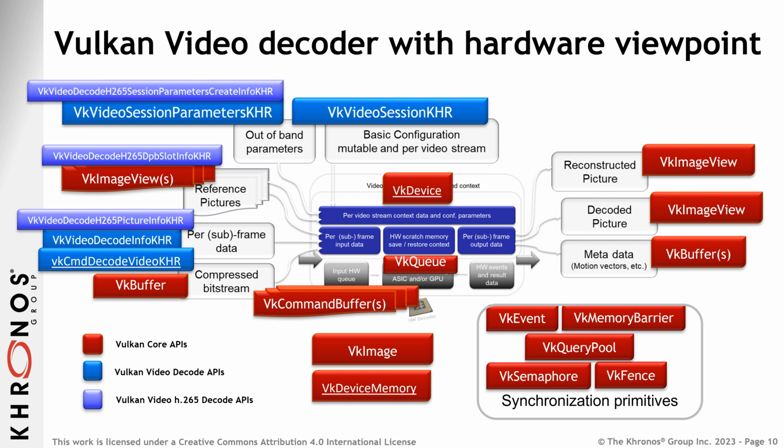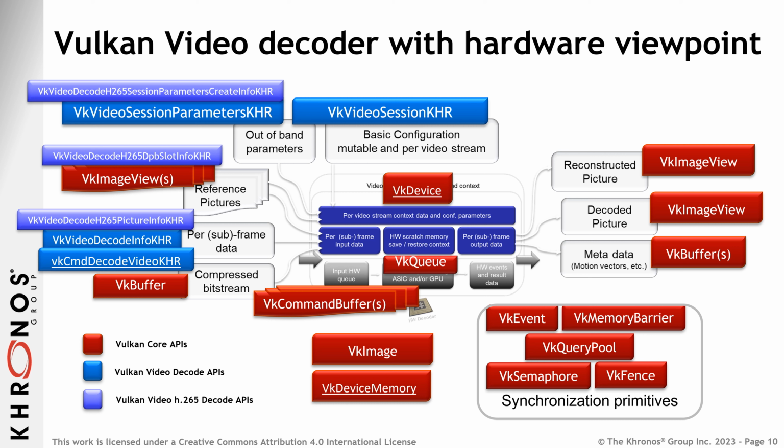Those command buffers get submitted to Vulkan queues when work needs to be performed by the hardware. The input and output bitstream data is supplied in VK buffers backed by device memory. The reference, input, and output images are represented by image views that are backed by images and device memory, completely in control of the application. Individual and multi-layered images are supported.